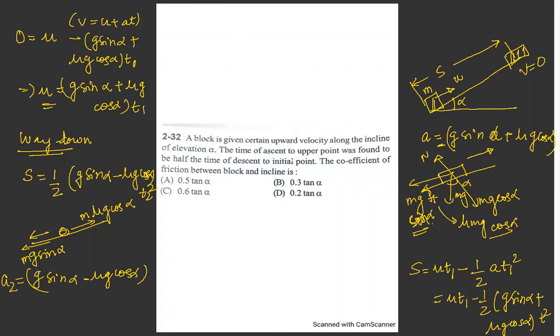So how many equations did we get? This is equation 1, this is equation 2, and this equation also we got. Now can't we compare these two equations? Now you can compare both the equations. And what other things are given? It has also given you the relationship between the times. It is given that the time of ascent is half of the time of descent, like t1 is equal to t2 by 2.